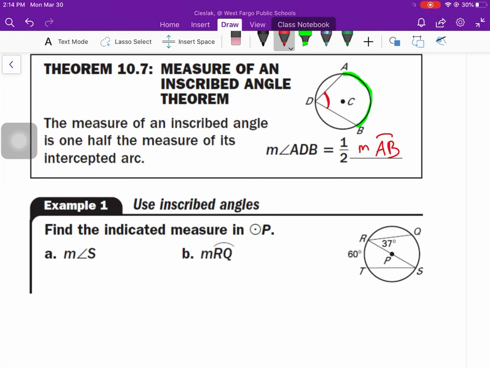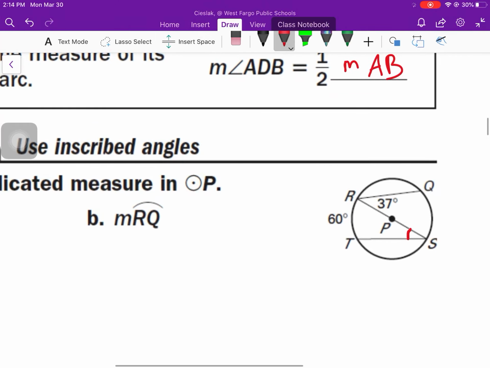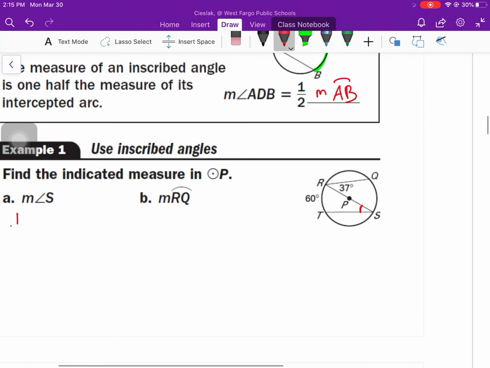Let's take a look at an example here. The measure of angle S. If I look at angle S, this is the angle that I'm looking at right here. Based on our last theorem, we are going to just take 1/2 times 60, which is going to give me 30 degrees.